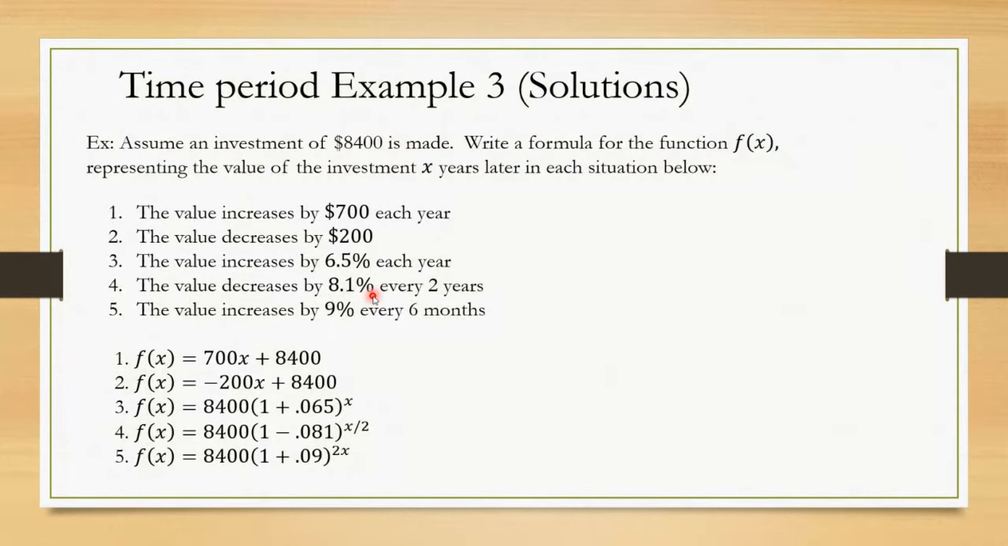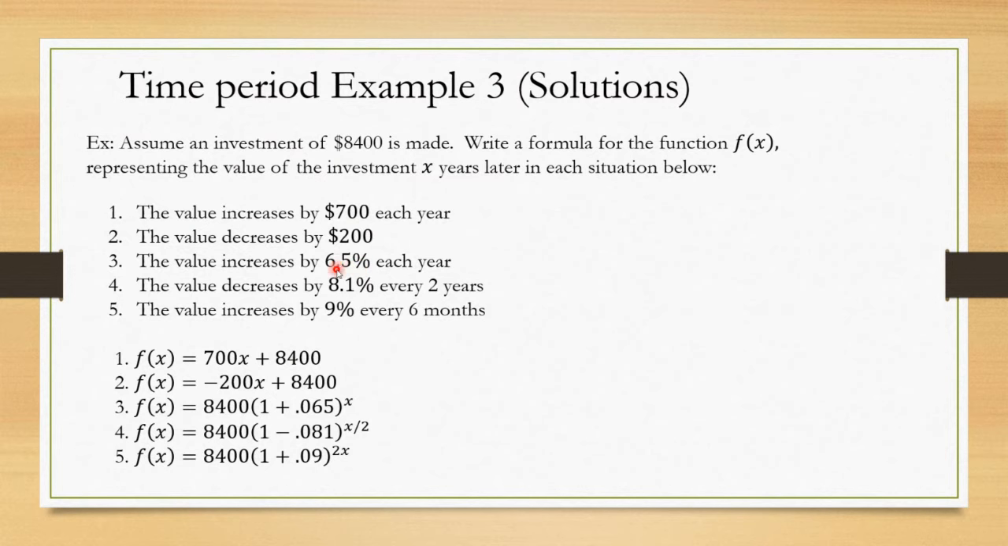So here are the solutions to that. Namely, for number 1, the amount of change each time is the slope. So for number 1, $700 is the slope. The initial value here is $8,400. That's our B. Same thing for 2, except in 2, it's decreasing, so we put a negative in front of the slope.